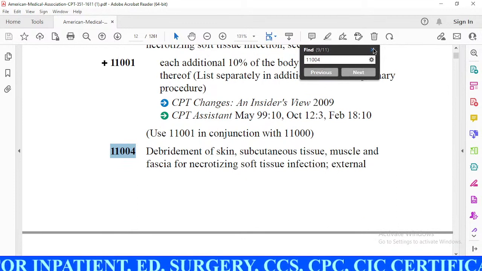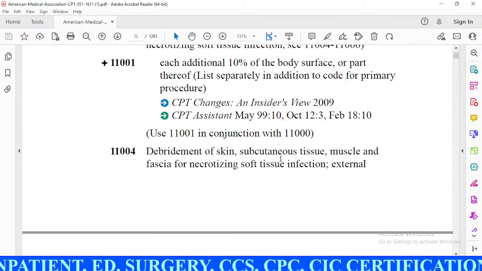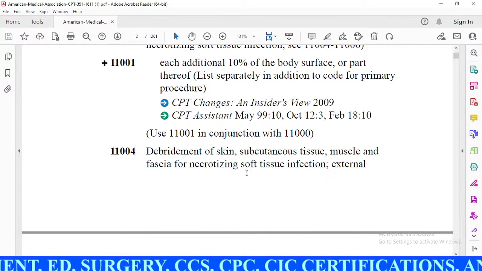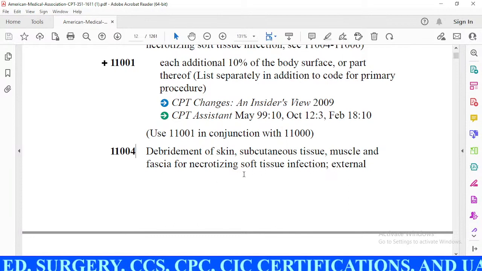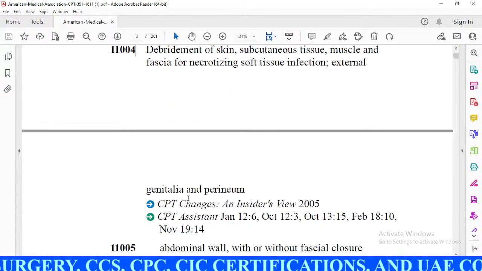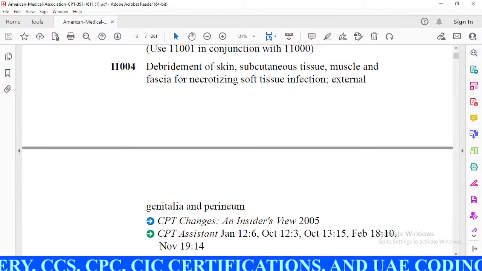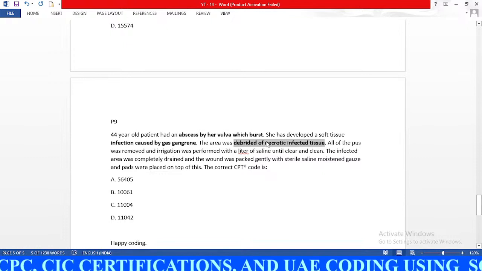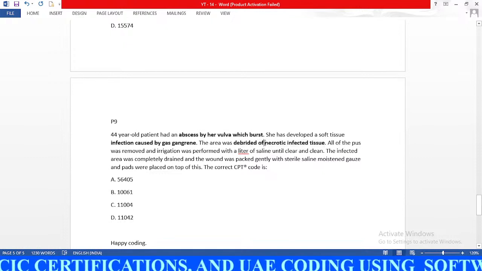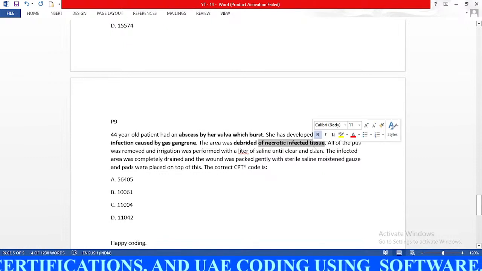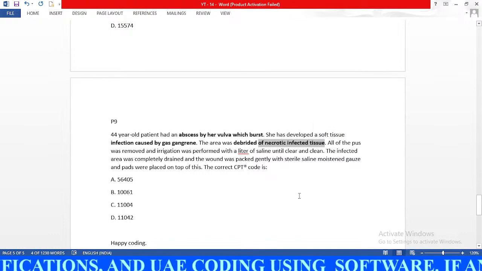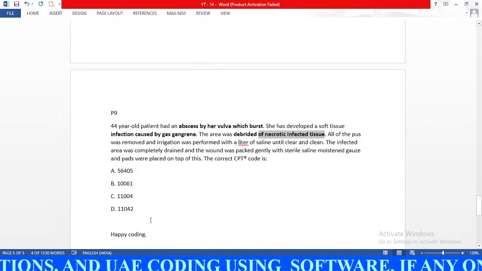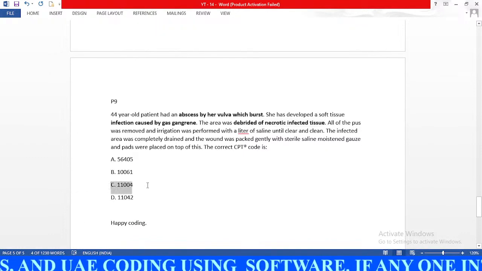If we check 11004: debridement of skin, subcutaneous tissue, muscle and fascia for necrotizing soft tissue infection, external genitalia and perineum. So what is your keyword here? This one, necrotic infected tissue. This is the keyword, so you need to remember this. Because of that, our answer here is 11004.